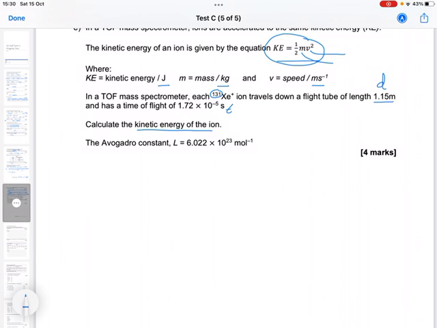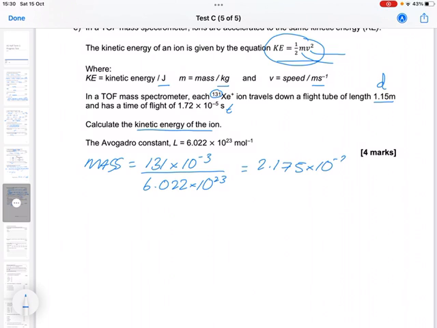So let's start with the mass of the ion. So mass is 131. Now that's grams per mole. So let's turn it into kilograms by dividing by 1,000. And then let's get the mass of one ion by dividing by Avogadro's number. And that gives me 2.175 times 10 to the minus 25.